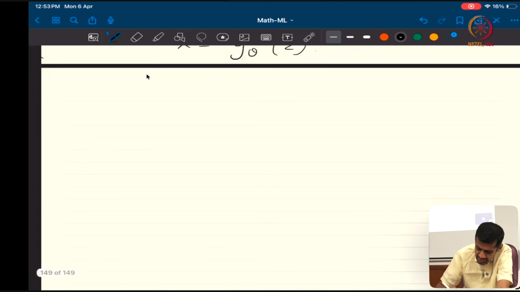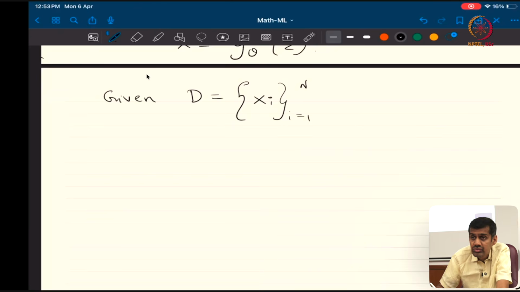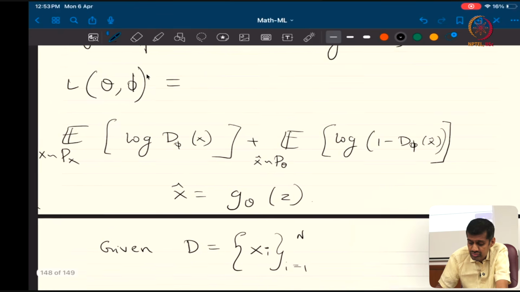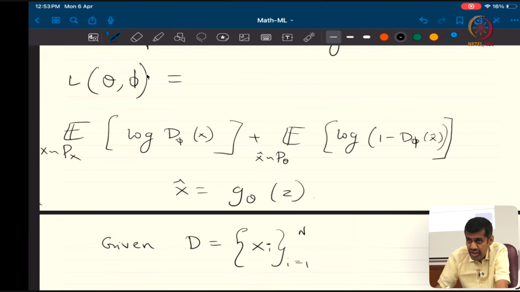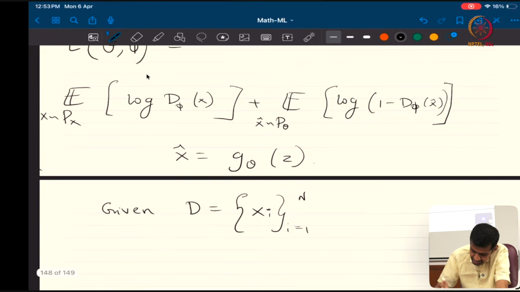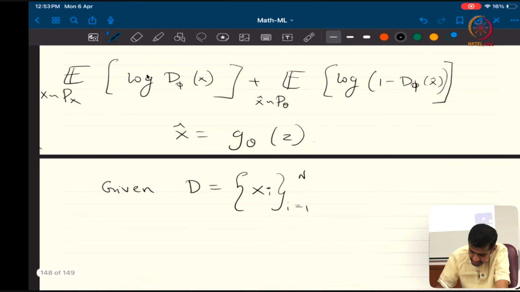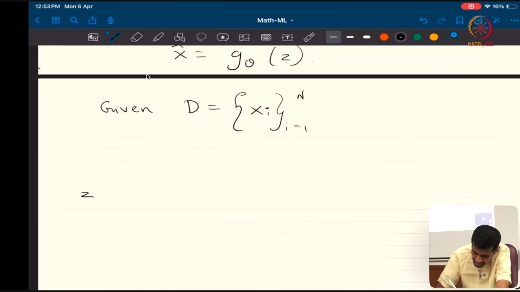So now what happens is, given the data set D, I will write again, perhaps, no problem. See, this Z is sampled from normal 0 1.